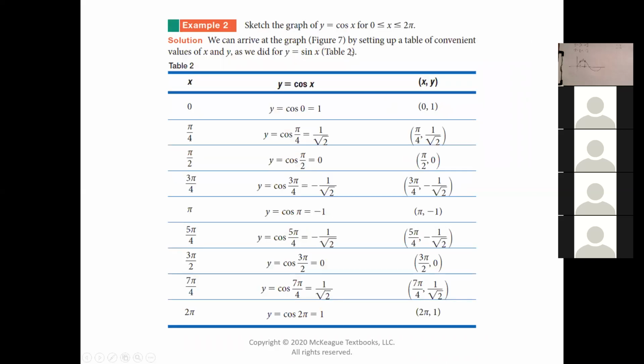To graph y equals cosine x for input values of x that range from 0 to 2 pi, again, they have a table and they have the x values spaced by pi/4 radians apart, and they crank out ordered pairs that would lie on the graph of cosine x. Notice the cosine of 0 is 1. Cosine of pi/4 or 45 degrees is square root of 2/2. Hence, this point would be a point that lies on the graph of y equals cosine x. The cosine of pi/2 or 90 degrees would be 0. So pi/2, 0 would be a point that lies on the graph of cosine x, etc., etc.